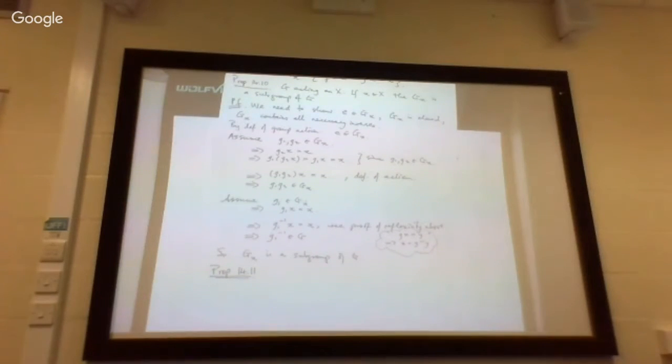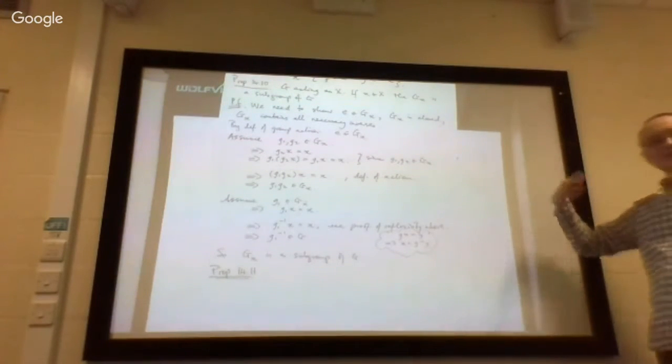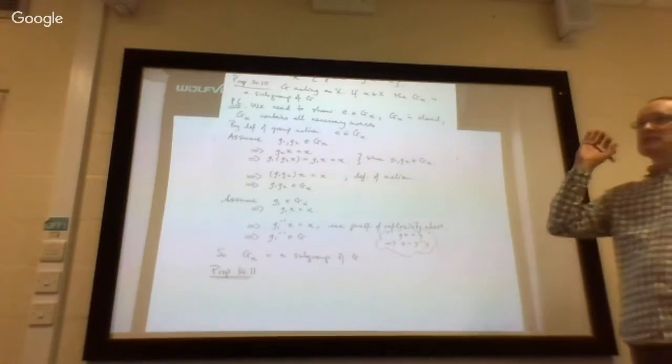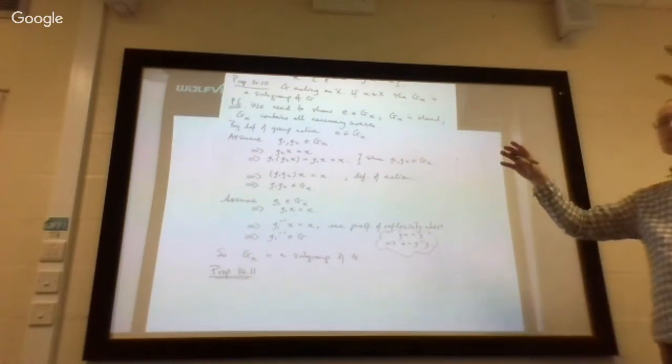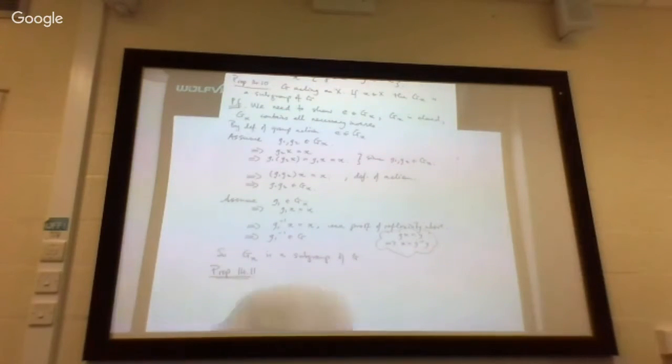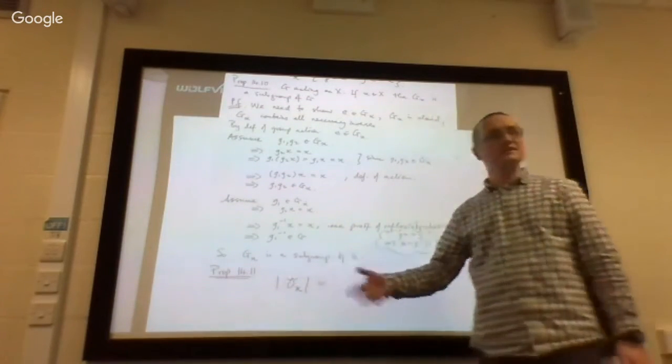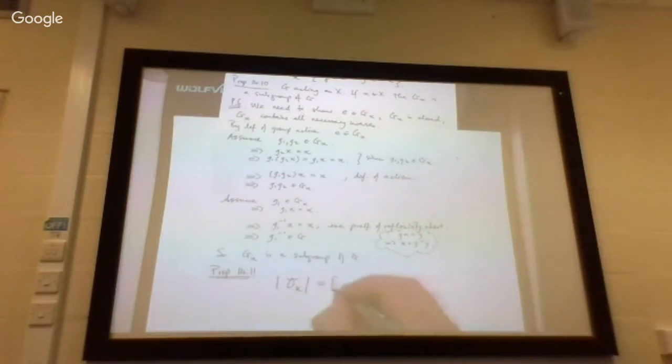So we've introduced orbits and stabilizers. An orbit is a subset of the set X. A stabilizer is a subgroup in the set G. Proposition 14.11 establishes a good, strong connection between the two. This is the order of the orbit, the number of things in the orbit, the size of the orbit. Remember this notation, this was the index of Gx in G.